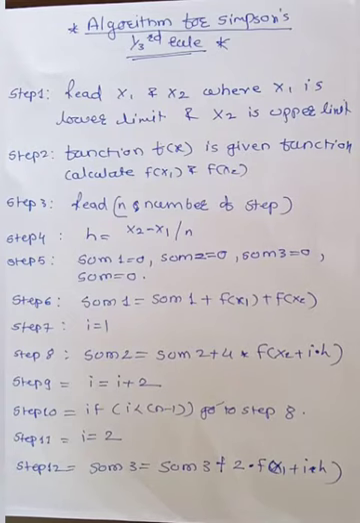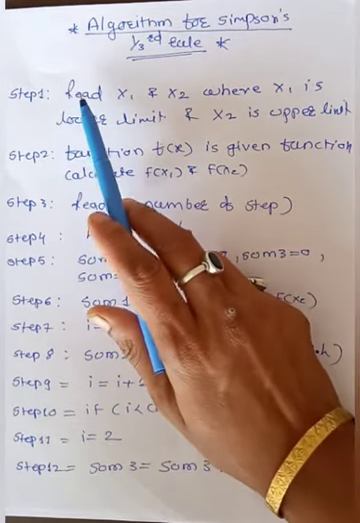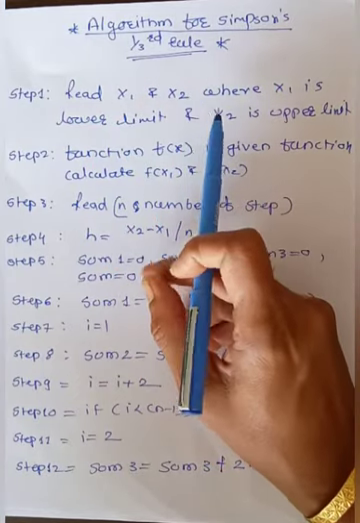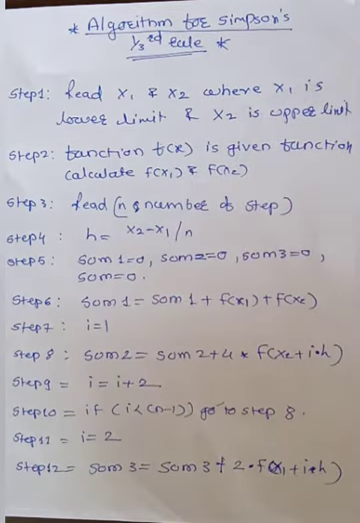Let us move towards the algorithm for Simpson's one-third rule. So here we have step 1, that is read x1 and x2, where x1 is the lower limit and x2 is the upper limit. We have to read these values, which provide us the limits.